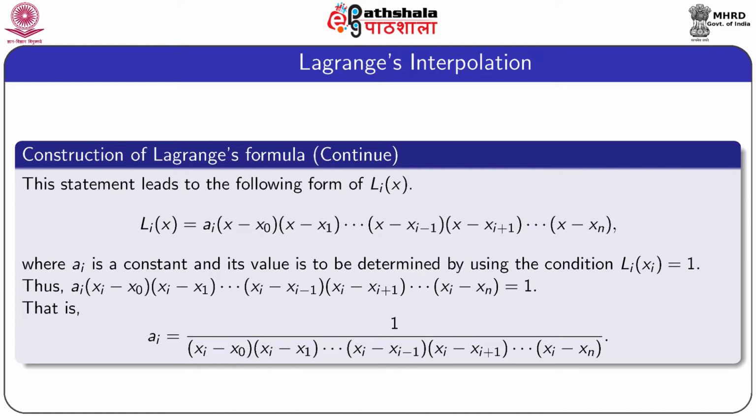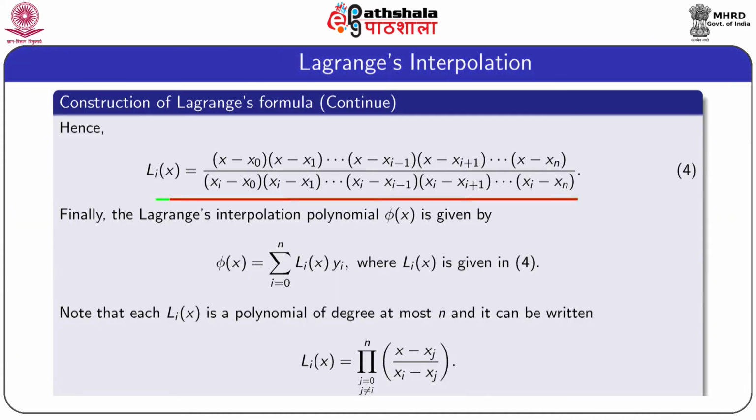Since L_i(x_i) equal to 1, we substitute x equal to x_i in the previous expression of L_i(x), and this becomes a_i into (x_i minus x_0) up to (x_i minus x_(i-1)) into (x_i minus x_(i+1)) to (x_i minus x_n), and this is equal to 1. So, easily we obtain the value of a_i, that is equal to 1 divided by (x_i minus x_0)(x_i minus x_1) up to (x_i minus x_(i-1))(x_i minus x_(i+1)) up to (x_i minus x_n). Since the value of a_i is obtained, we can write the value of L_i(x) in explicit form.